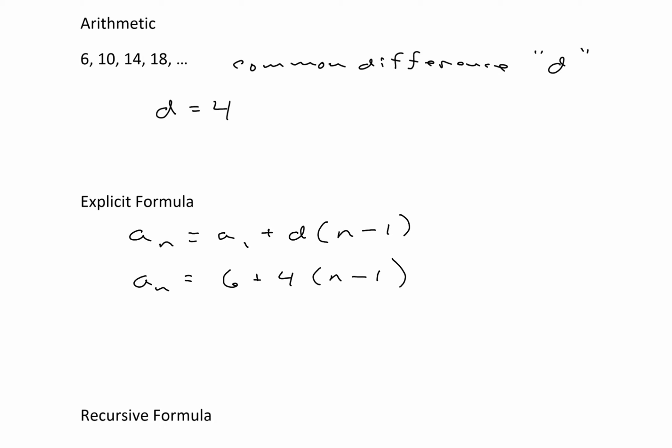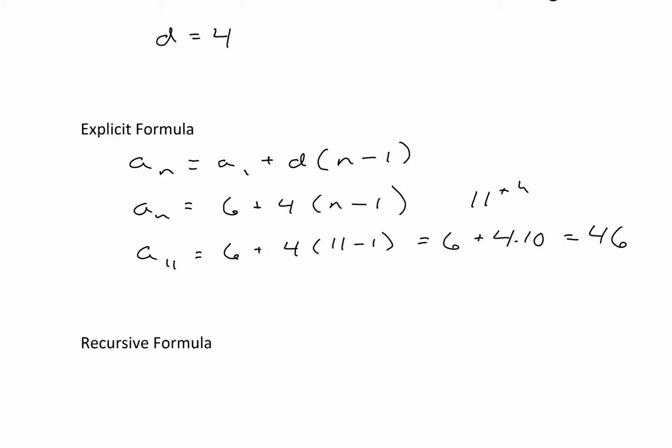So if I wanted to find, let's say, the 11th term, a sub 11 would be 6 plus 4 times 11 minus 1, which is 6 plus 4 times 10, 6 plus 40, which is 46.